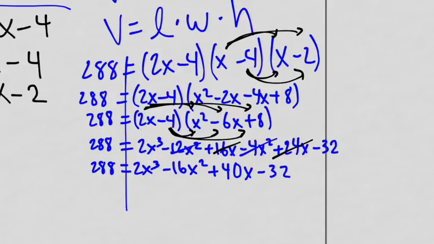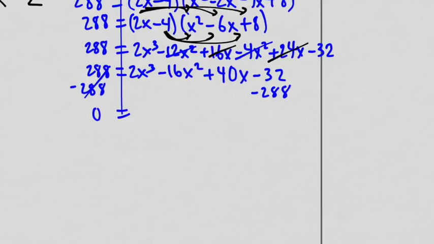Alright, now we put it in standard form by subtracting the 288. We want it to go over to the right side so we can make it equal to 0. Those cancel out, make 0. So 2x cubed minus 16x squared plus 40x, negative 32 and negative 288. Put them together, it's going to give you negative, because they're both negative, 320.